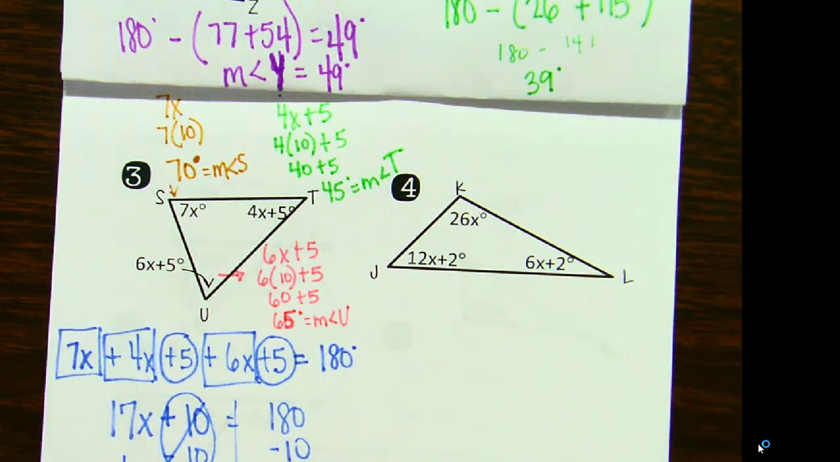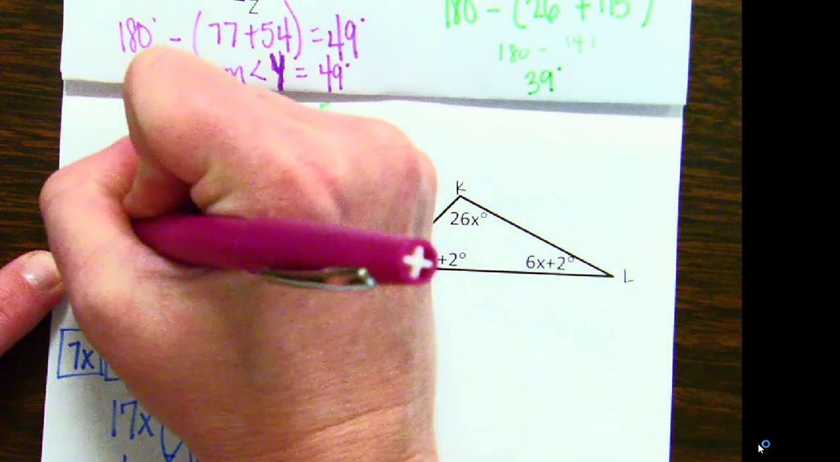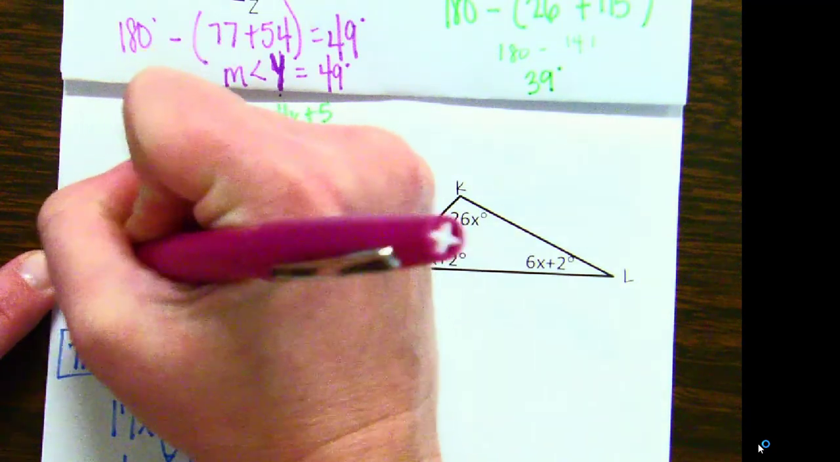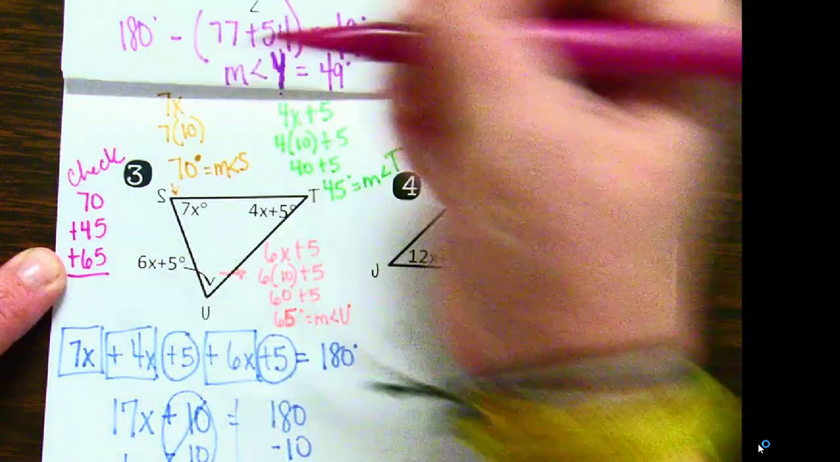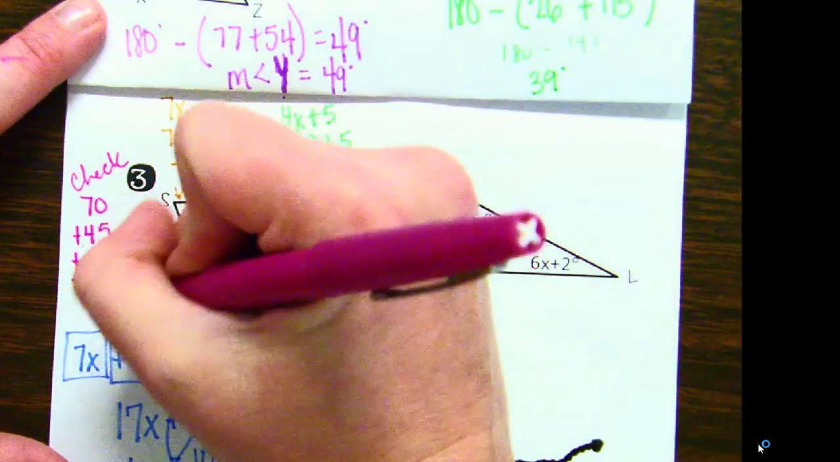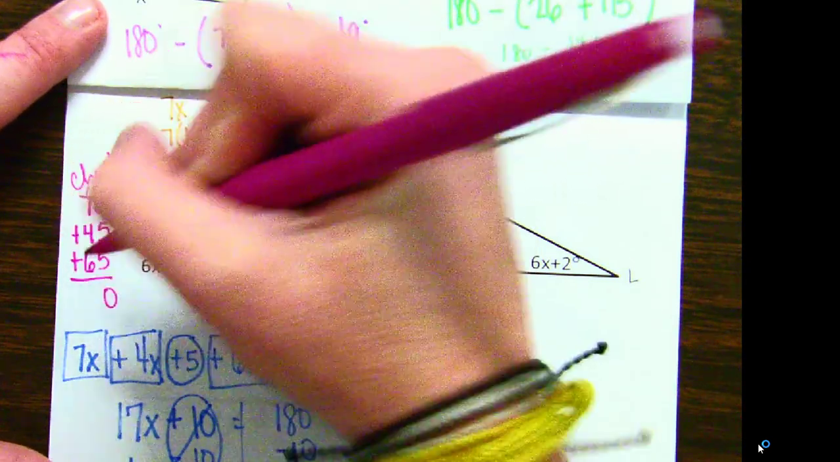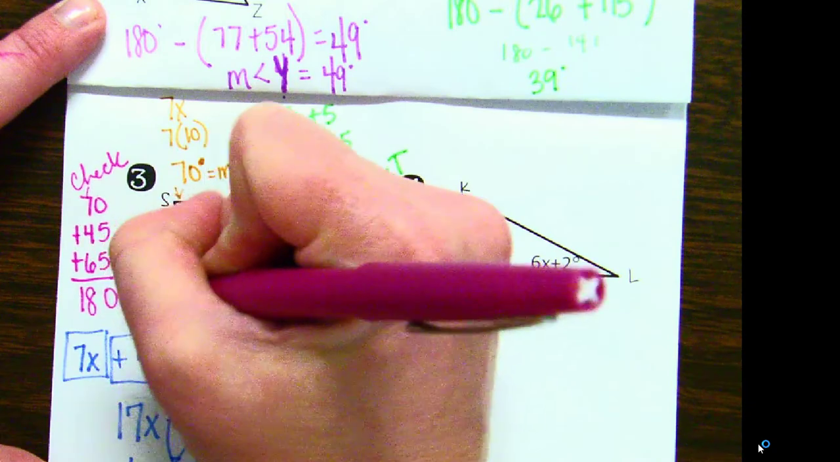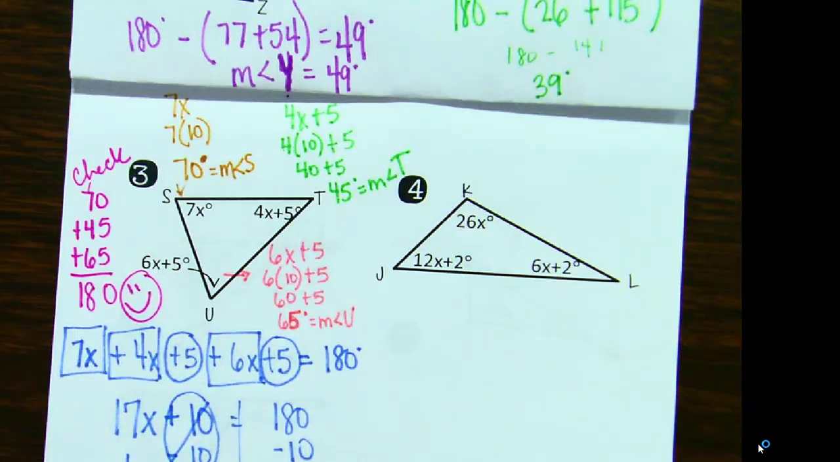Now I'm going to check and make sure this actually works, because every triangle ever, the sum of all the angles is 180 degrees. So I'm going to take 70 plus 45 plus 65. I'm going to add it all together. This is my check. Am I right? 5 and 5 is 10. Carry the 1. 1 and 7 is 8. Plus 4 is 12. Plus 6 is 180. I did it right. I got it.